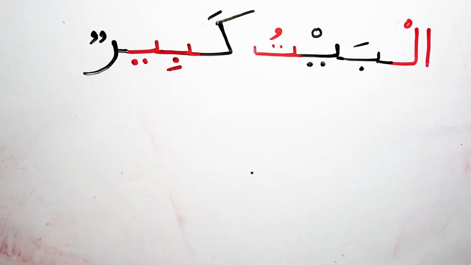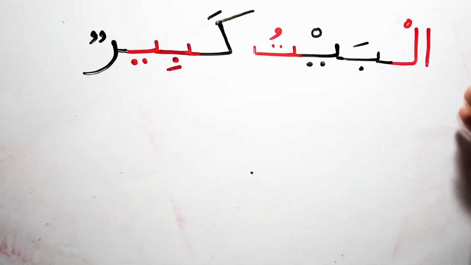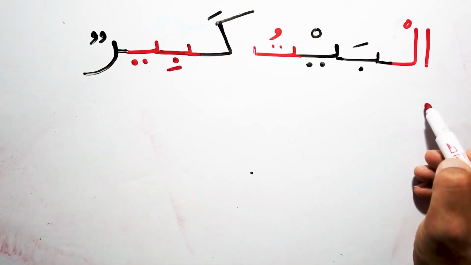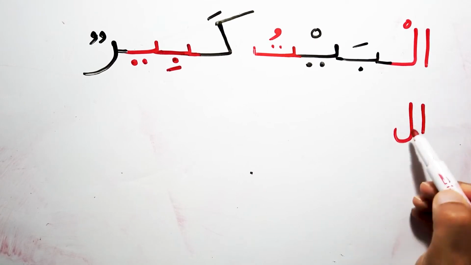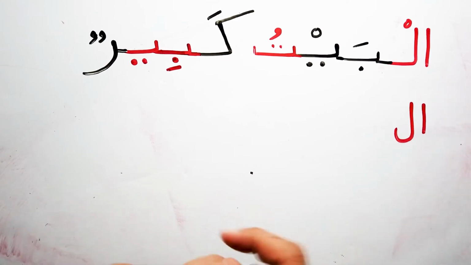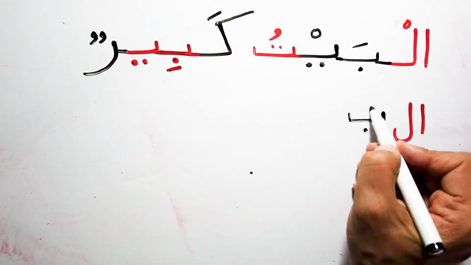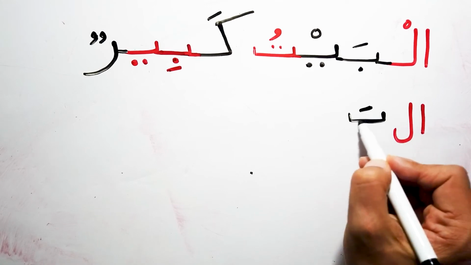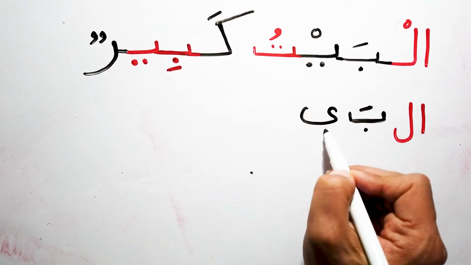Okay, let's understand every single letter and every single mark here. Let's separate the letters. I'm gonna write the letters out of the word. The first one here is letter Aleph. And then here I have Lam. When it is out, it looks like this. And then I have B, which is this one with Fatha. This is Fatha. And then I have Ya. Let's put it out. It became like this.